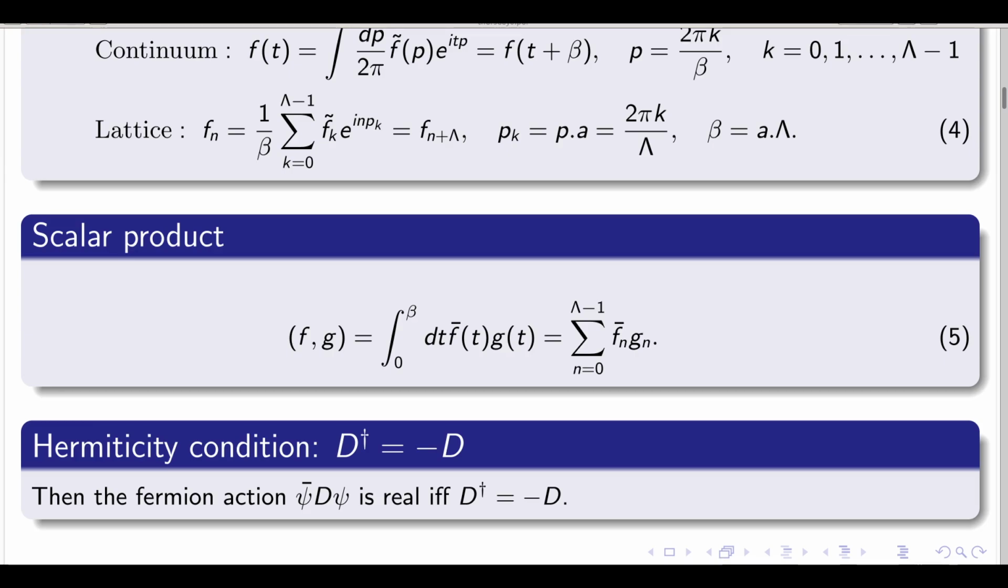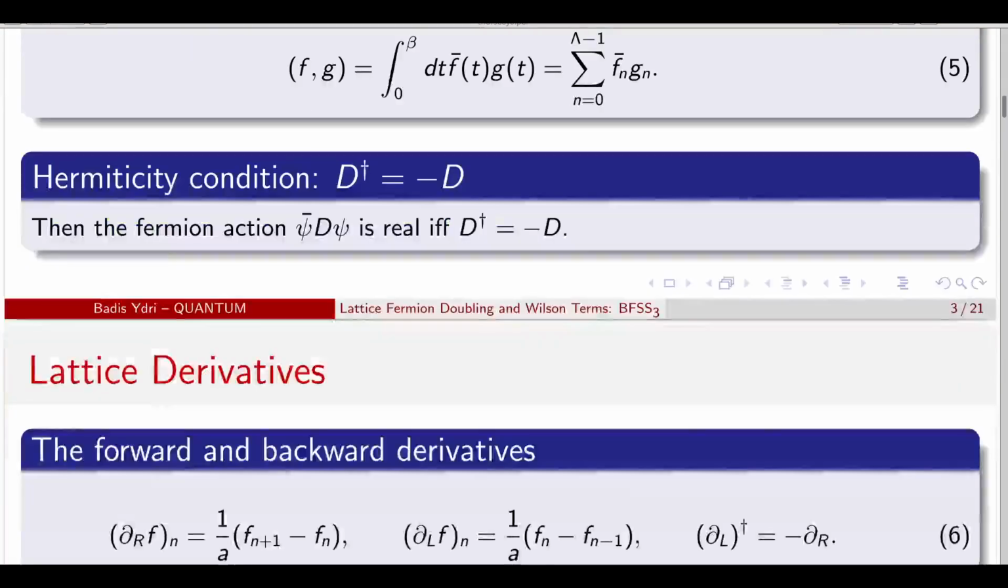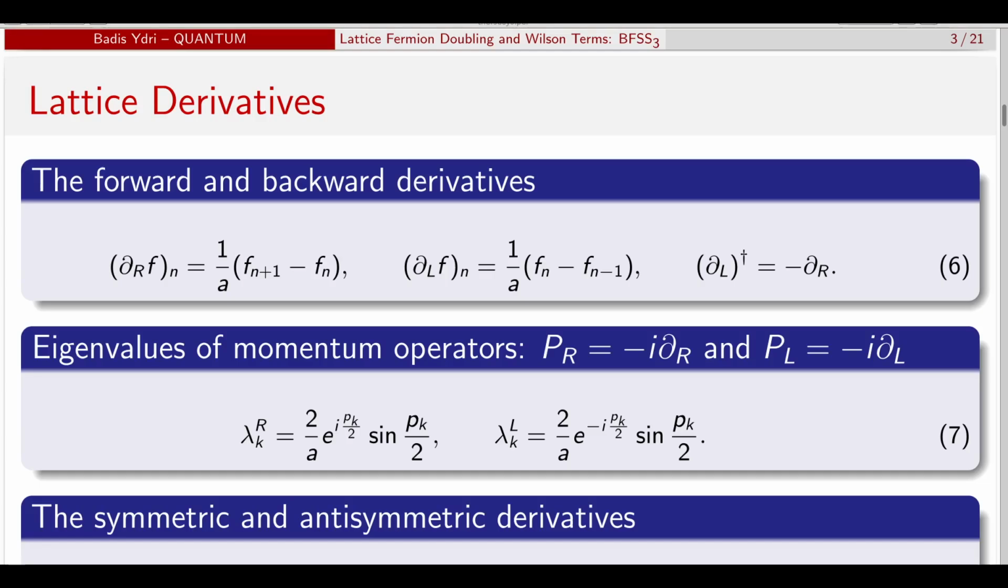The inner product between two lattice fields is defined as a simple sum over lattice sites, and the hermiticity condition D dagger equals minus D ensures that the fermionic term psi bar D psi remains real. Let us now define the basic lattice derivatives. The forward derivative, denoted partial R, acts as f at n plus 1 minus f at n over a. The backward derivative, partial L, acts as f at n minus f at n minus 1 over a. These two operators are related by Hermitian conjugation. The adjoint of partial L is minus partial R.